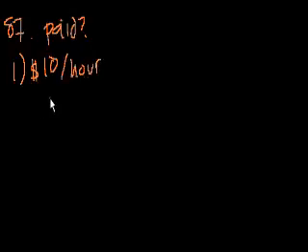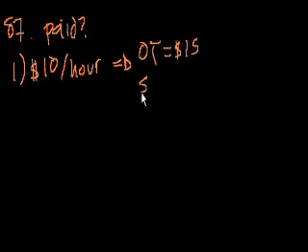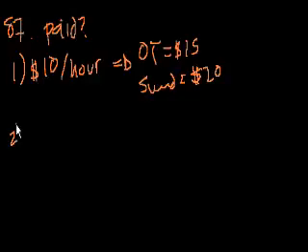Now, based on that, we know what their overtime is. Overtime is 1.5 times, so it's $15 an hour. And it tells us that Sunday is double that, $20 an hour. All of that was said in the problem description. But we still don't know how much they were paid because we don't know how many hours they worked and when those hours happened to be. So it's still not enough information.